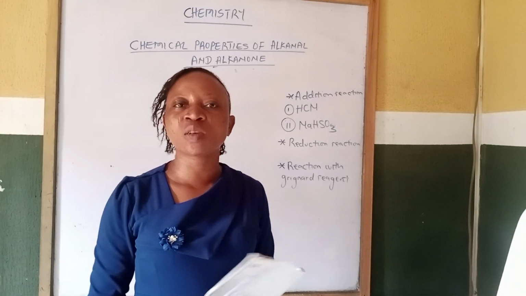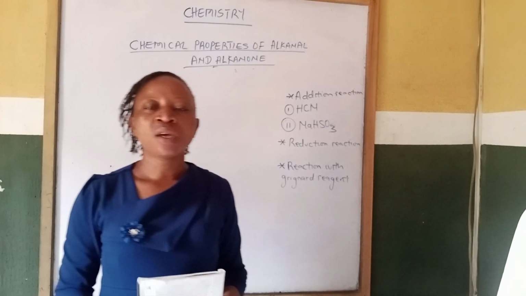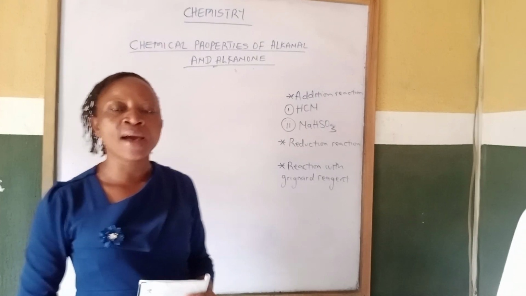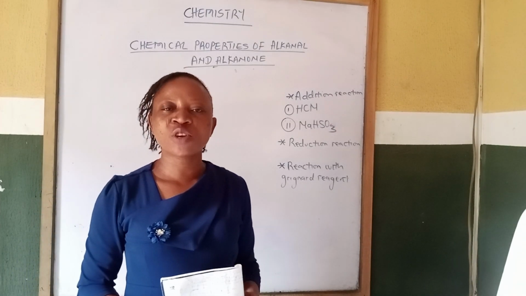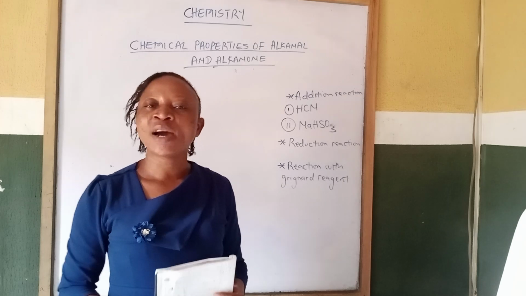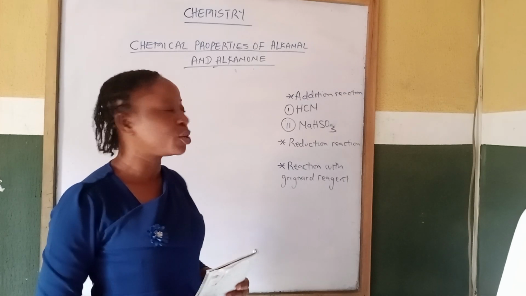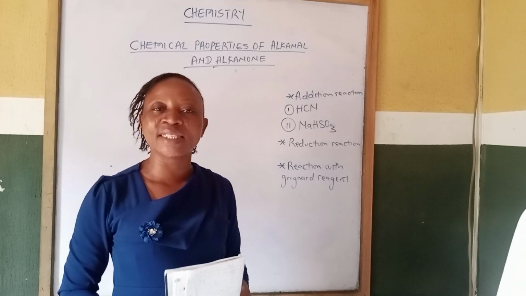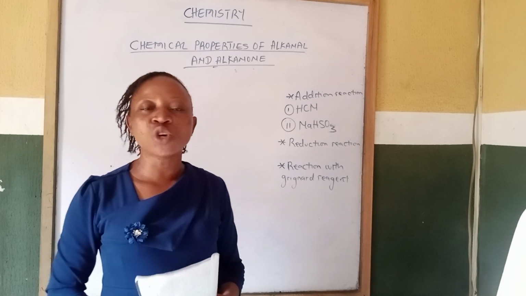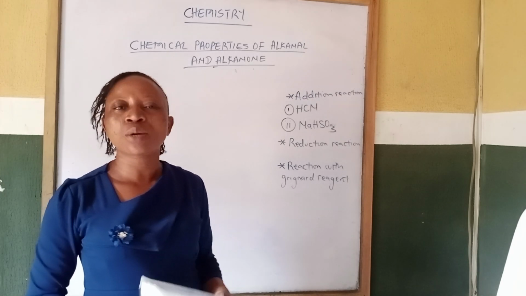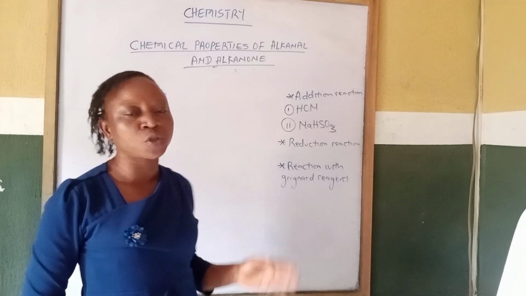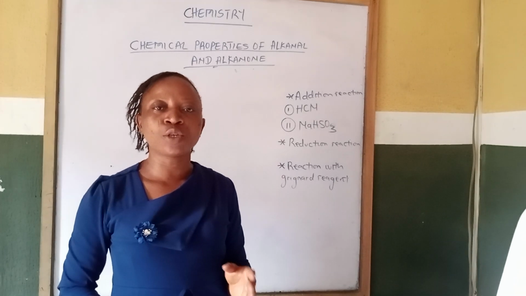Today we are going to discuss the chemical properties of alkanal and alkanone. Alkanal is known as aldehyde, while alkanone is also known as ketones. We are going to discuss three chemical properties of alkanal and alkanone today.